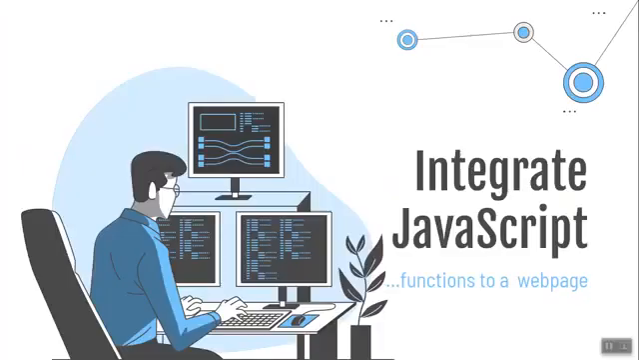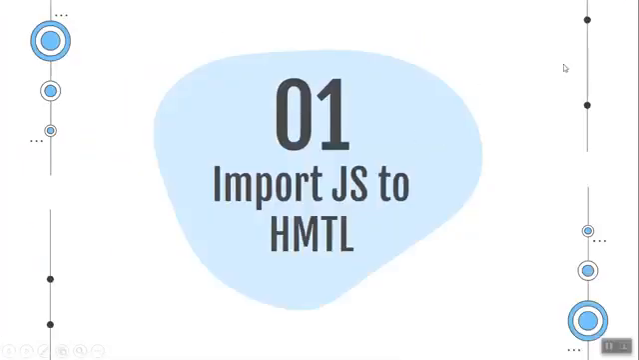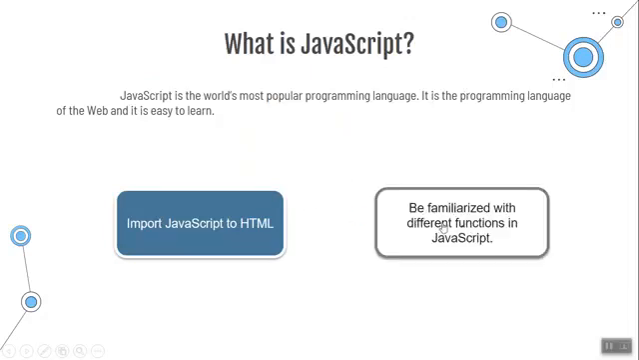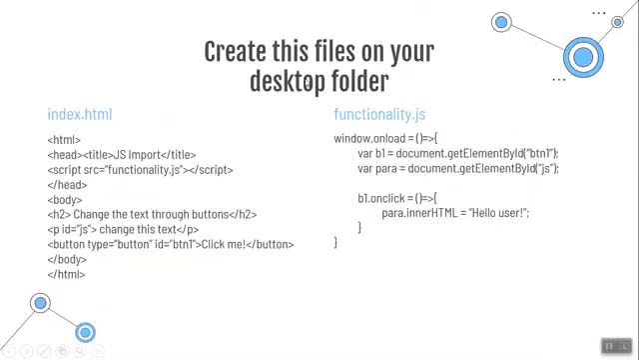presentation. So let me present this first. Okay, so let's go to be familiarized with different functions in JavaScript. So a while ago we have this functionality.js here. There is this window onload, var, and then document.getElementById, and then this b1.onClick and innerHTML. So what are those keywords that we have in our functional.js?